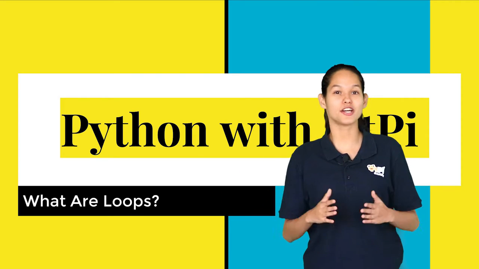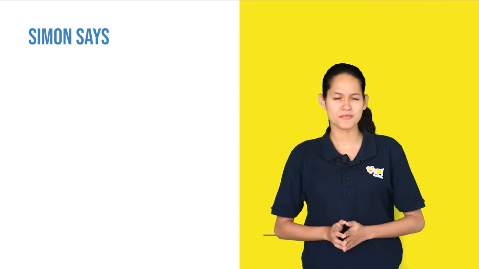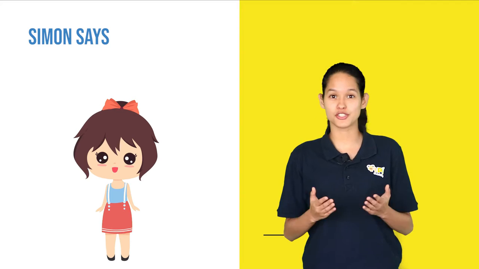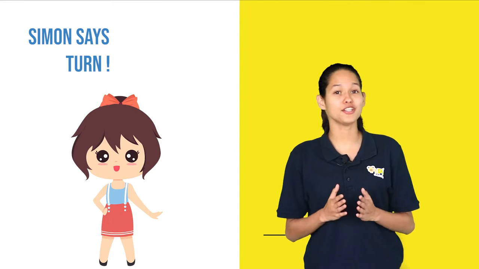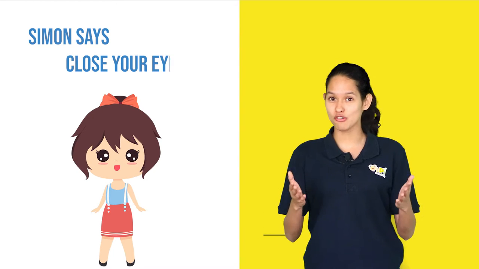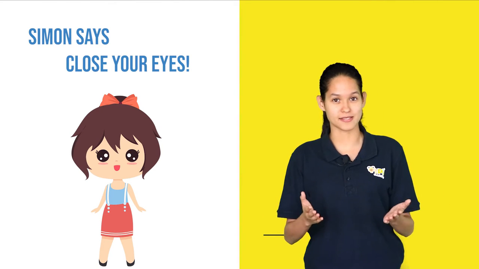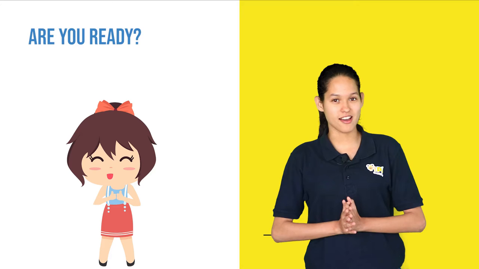Everyone. Shall we play a quick game of Simon Says? Here's how it goes. Simon gives you an instruction and you follow it. Simon says turn and you turn. Simon says close your eyes and you close your eyes. Are you ready? Let's start.